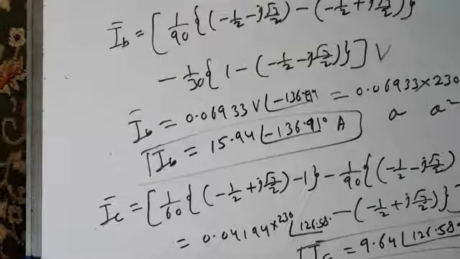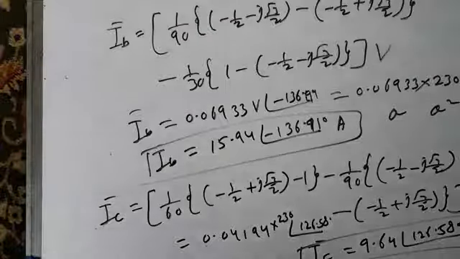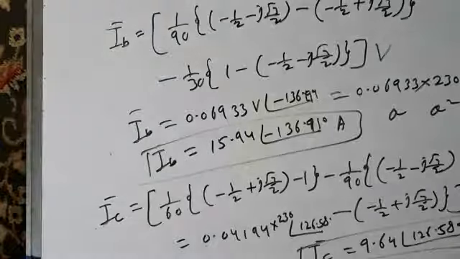And based on that, we had some inferences. First inference was that if the system is balanced, supply is balanced, load impedances are also balanced, then neutral to neutral voltage will be 0. Second inference was if supply is balanced but load impedances are unbalanced, then neutral to neutral voltage will not be 0. Same equation you can use.